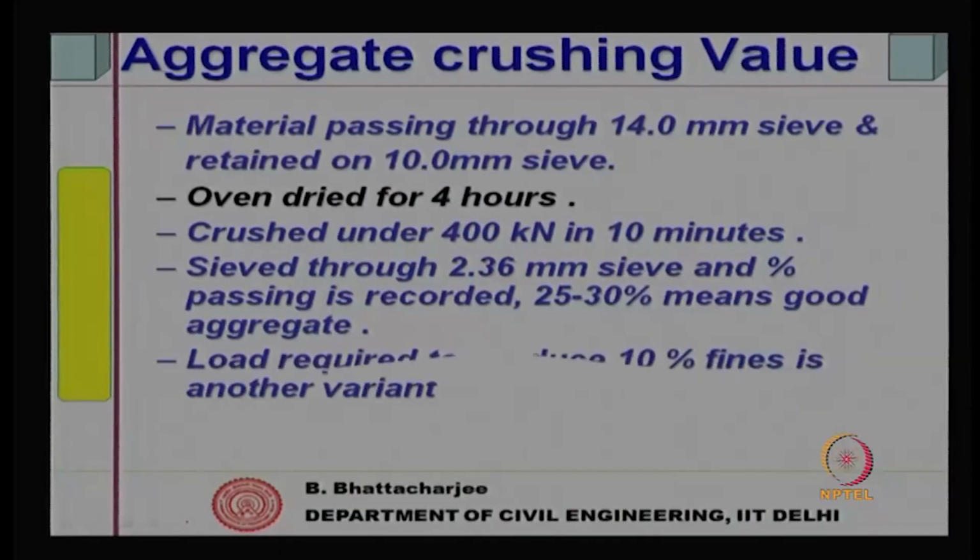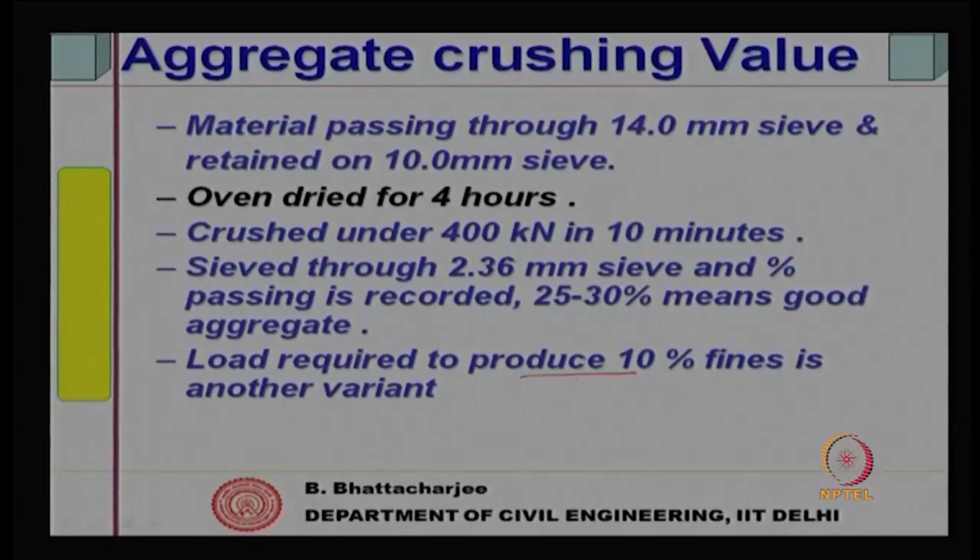So, this is used to compare two aggregates relatively, and also to specify in specifications. That means you specify that the aggregate crushing value, which is expressed as a percentage, should not be more than 32 or something like that, for use in structural concrete and so on and so forth. So, in a relative comparison, one having a lower crushing value is better compared to one having a higher crushing value.